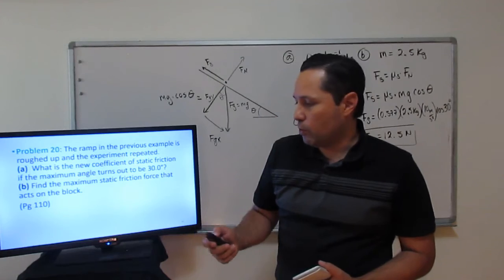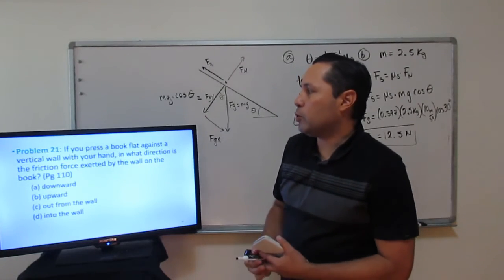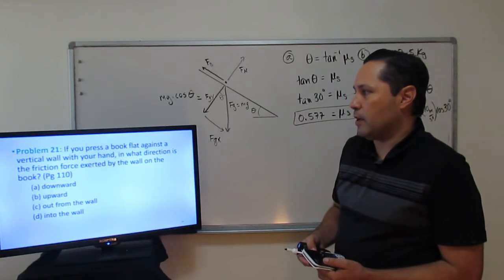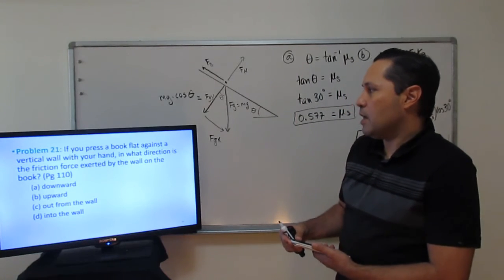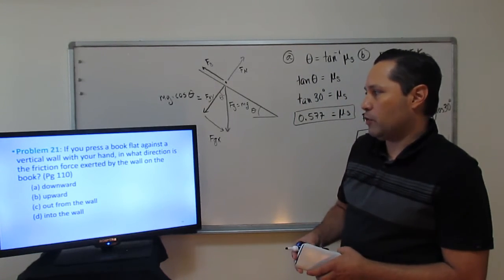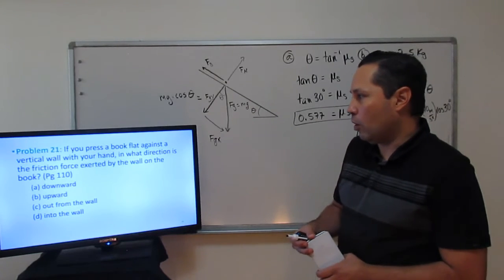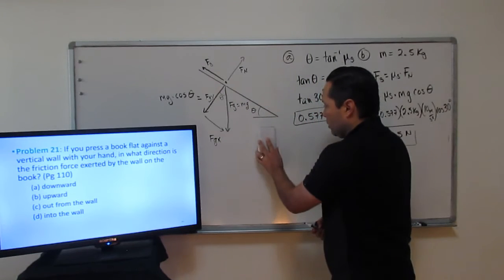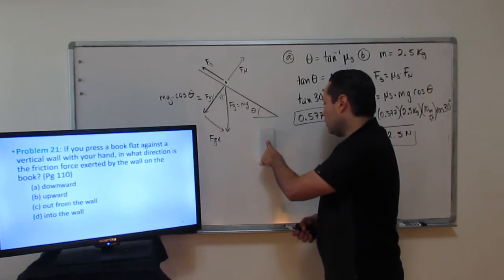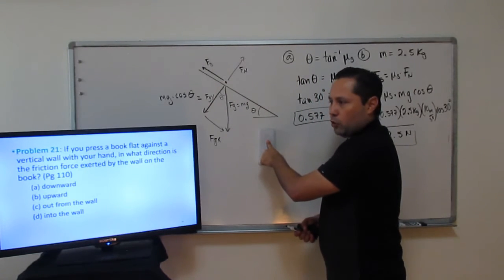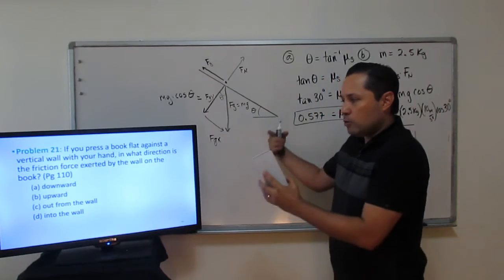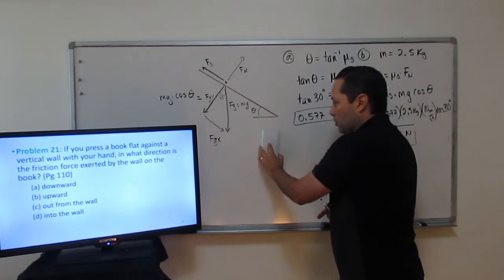Our next problem is number 21. In problem number 21, they ask the following: if you press a book flat against a vertical wall with your hand, in what direction is the friction force exerted by the wall on the book? So let's pretend this is a book. I'm pressing it against the wall. Where is friction going? Is it A, upward, B, downward, C, out from the wall, or D, into the wall?